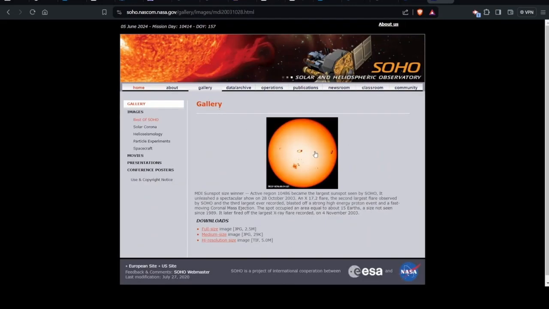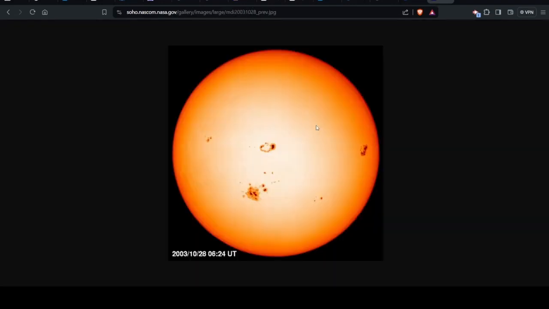So the MDI sunspot is kind of where you want to go if you're going to look for sunspots, because that's the visible light. When I was teaching astronomy, we used to always go to this website when we did the units about the sun, because the picture is so awesome. I love this. This is the actual picture of the sun here in visible light. Obviously, don't look at the sun.